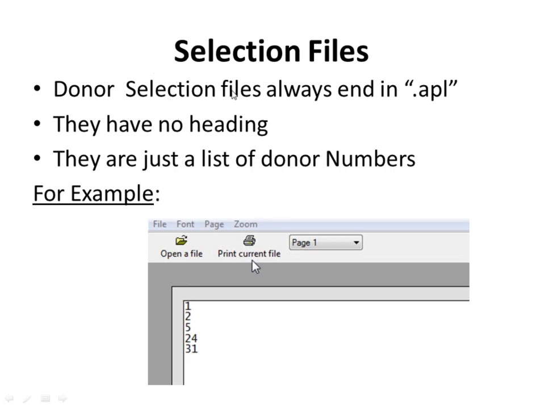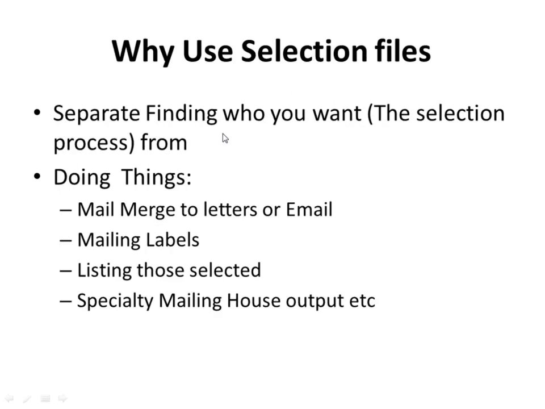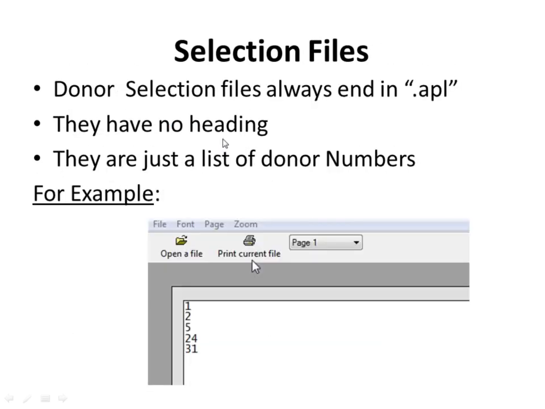Now, a selection file for the donor system always ends in .apl. There's no heading, and they're just a list of donor numbers, for example, and that's an example of a selection file, and you can see there it's just 1, 2, 5, 24, 31. They are the donor numbers that have been selected.